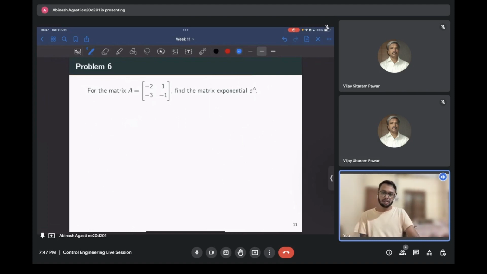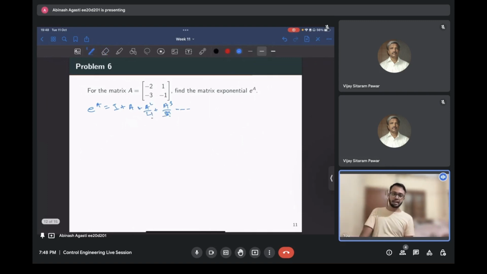Now, given a matrix A, I want to find out the matrix exponential of it. Right. So how do we do that? We know that e to the power A is equal to I plus A plus A square by 2 plus A cubed by 3 factorial and so on. Right, the whole infinite series.